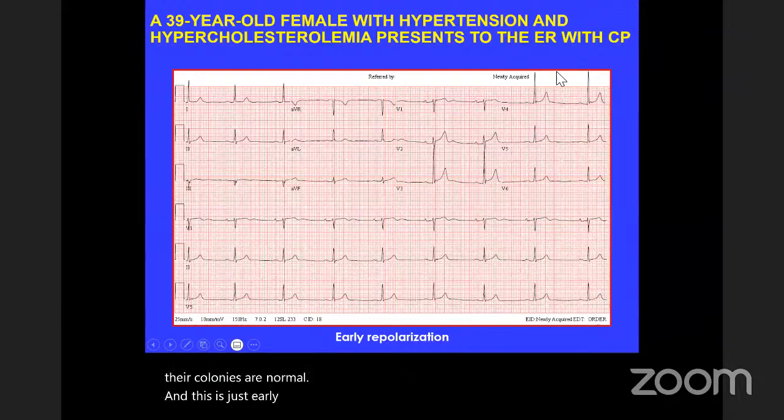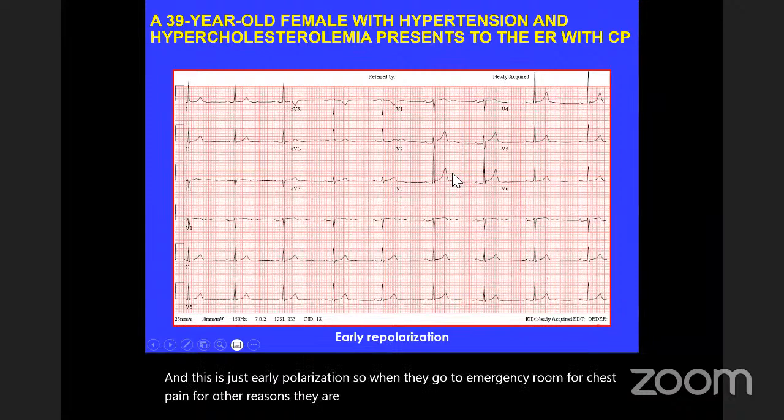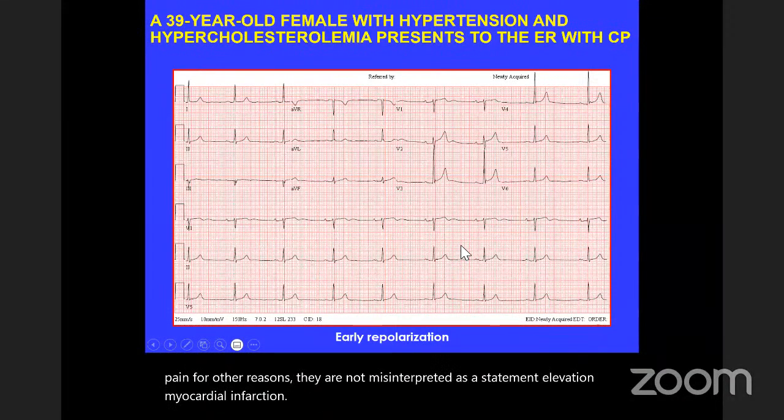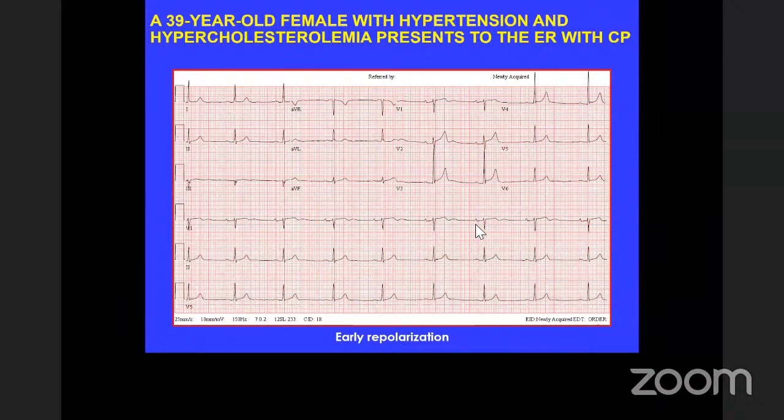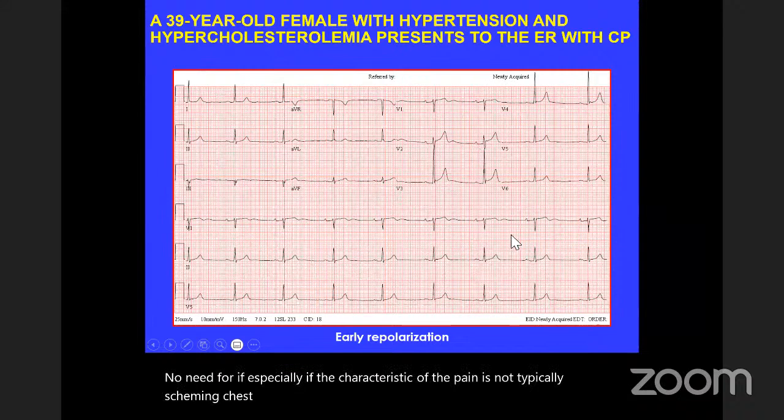So when they go to the emergency room for chest pain for other reasons, they are not misinterpreted as ST segment elevation myocardial infarction. In this patient with this ECG, no elevation in cardiac enzymes, and with this age, there is no need for further workup, especially if the characteristic of the pain is not typical ischemic chest pain. Then you just ignore it. Most likely this is early repolarization, right?